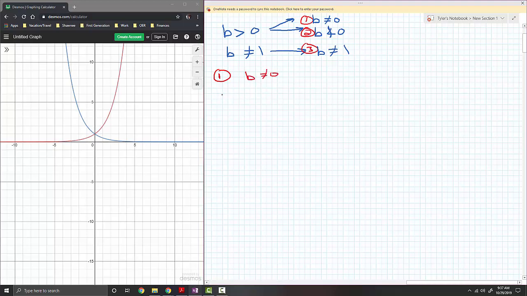So let's just try it. Let's try b equal to 0 and see what happens. So remember, my function looks like this: y equals b to the x, or f of x equals b to the x. So if I just look at a function like f of x equals 0 raised to the x, what's this going to give me?